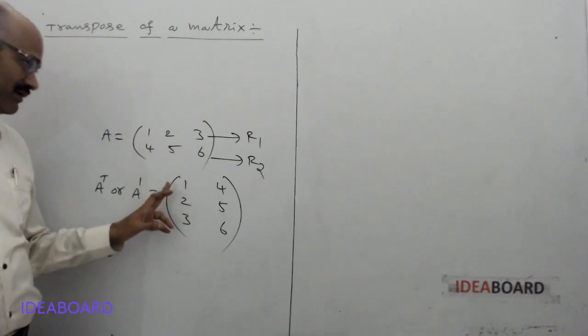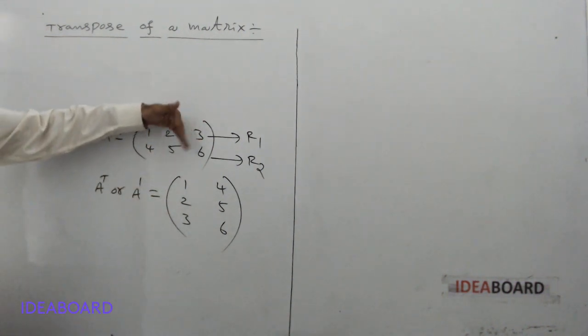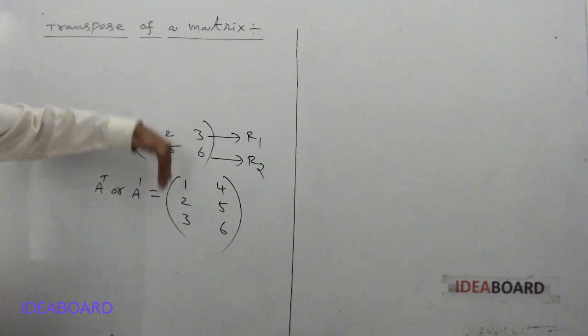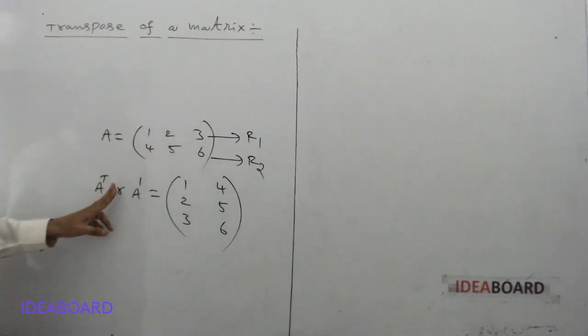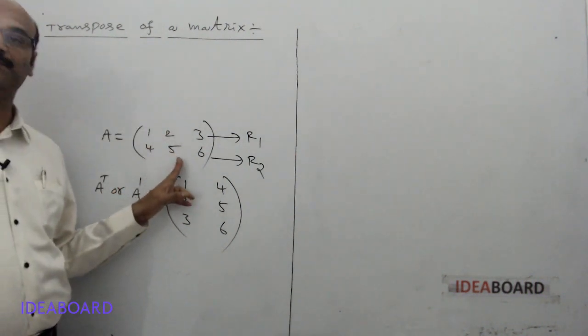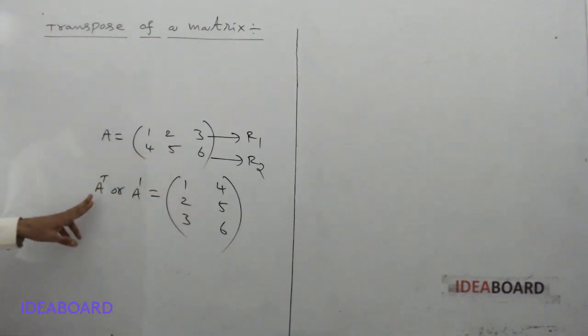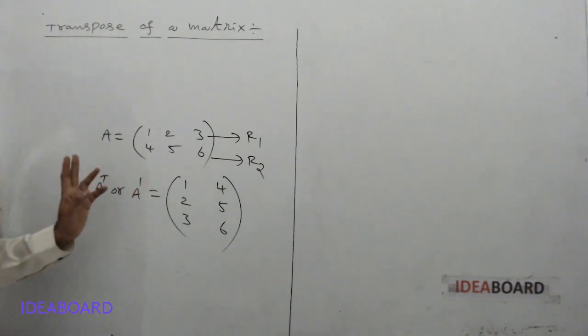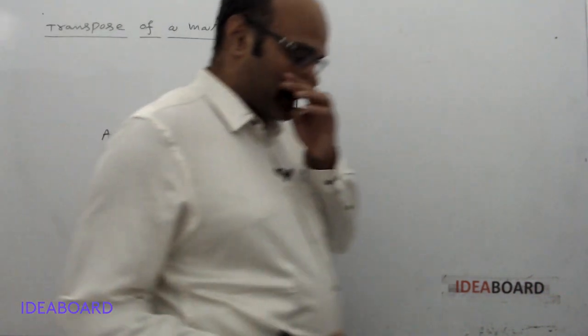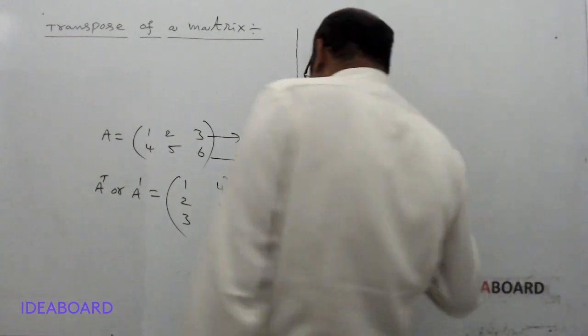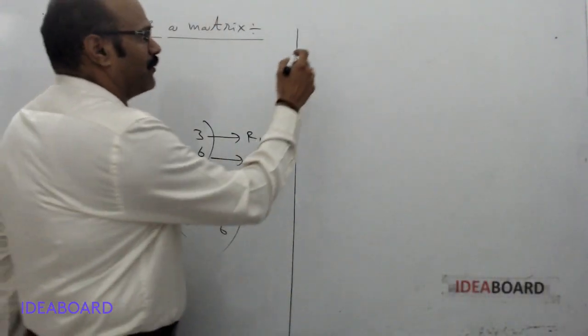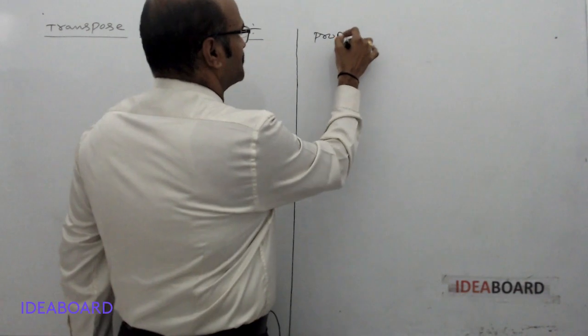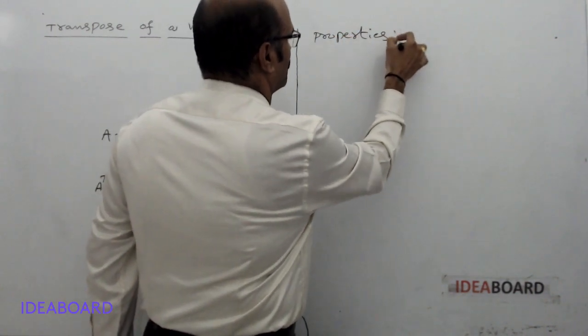So the definition of the transpose of a matrix is, let A be any matrix, the matrix which is obtained by interchanging the rows into columns or columns into rows, then that matrix is called transpose of a matrix. Now transpose of a matrix is denoted by A transpose or A dash. Now we have to discuss about the properties of the transpose of a matrix.